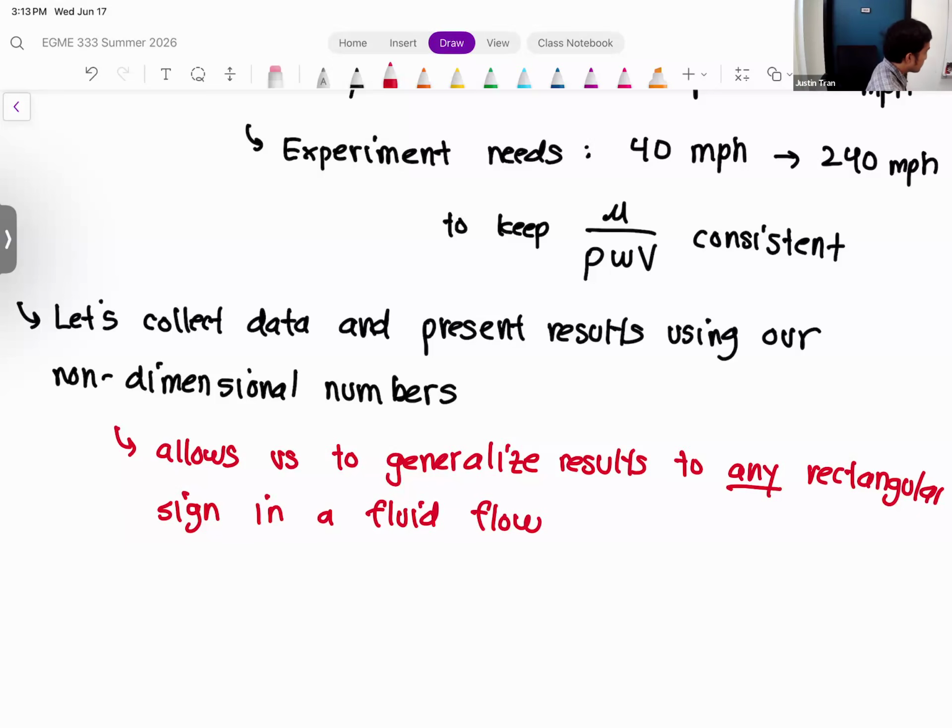Okay. So the hope is that we're going to run this experiment. We're doing it in a way to keep these non-dimensional numbers consistent, and we can then take these results to say, what if we have a slightly bigger sign? What if we have a slightly smaller sign, right? Instead of running a whole different set of tests for a different sign, we can take these results and generalize them.